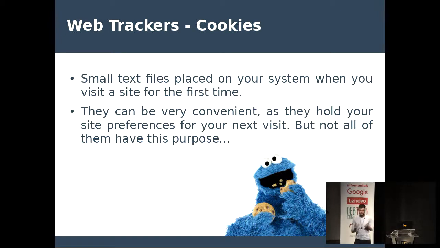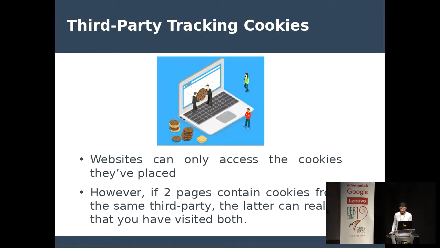So briefly explaining, cookies are small text files that are placed on your system when you visit a website, and they store your preferences. So if you go to a web store, for example, and you put an item on your cart, and then you close that web page and you open it another day, and your item is still there, that's because of cookies. So cookies are nice, but the problem comes when third parties use cookies, because they don't use them to store your preferences. They use them to track you.